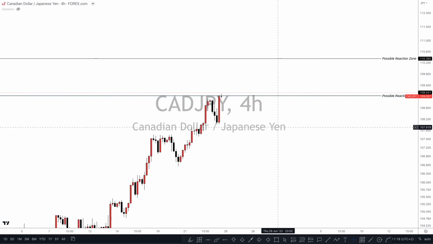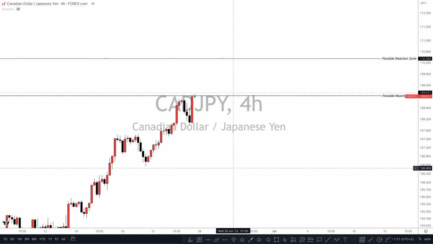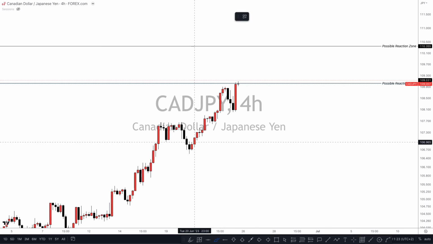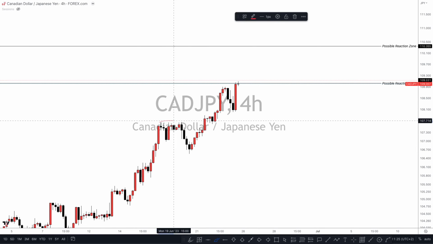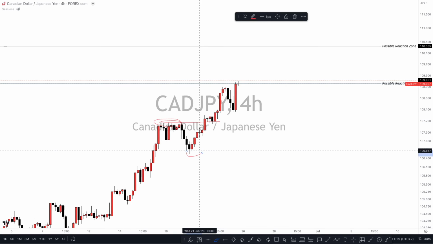4H with this one is very nice and clear. So as you know, we had our high right here. Price broke above it, created a higher low. This is a higher high, and price broke above this, created a higher high. Now we have this as a high low.